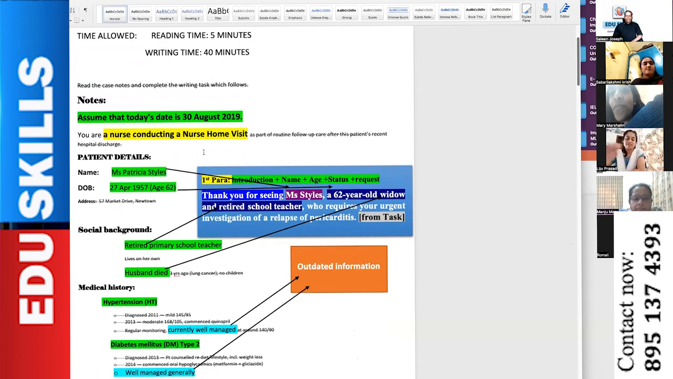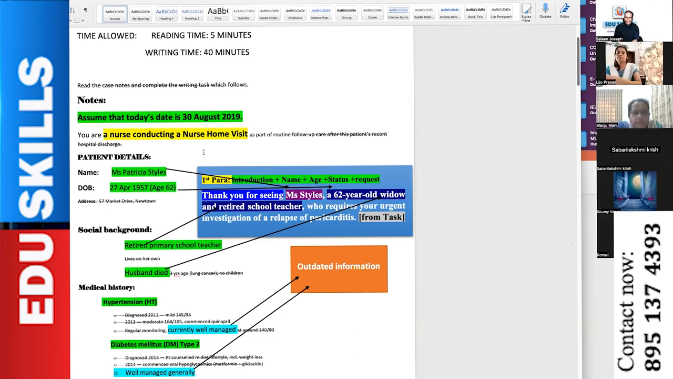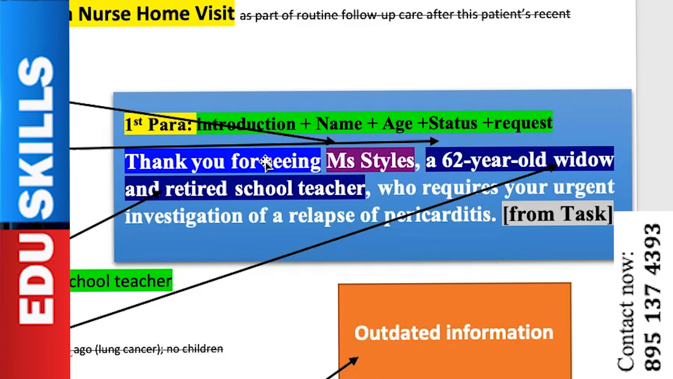Yes, Father. Now, you see, we are thinking of how to construct the paragraph. We'll come back to other details. Now, how to order the paragraph, I have PPTs, I'll show you. Here, you see, you need the introductory paragraph, the first para. That means introduction plus name plus age plus status plus request.